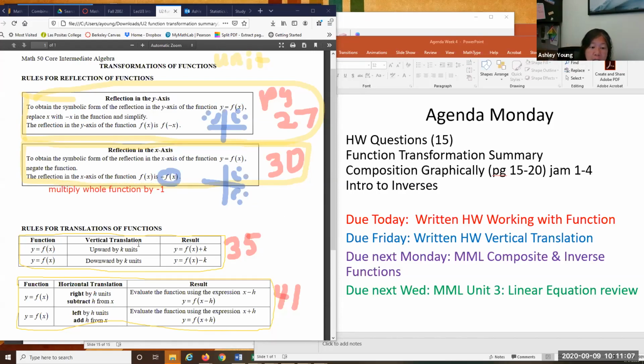And then if I want to translate, if I want to go up and down, I just tack it onto the end of the function, on the outside of the function. And if I want to move it left or right, then I replace x inside the function with kind of the opposite. If I want to go left, I would add the amount I want to shift, and if I want to go right, I would subtract the amount that I want to shift. Okay, so that's the basic summary of all of this.